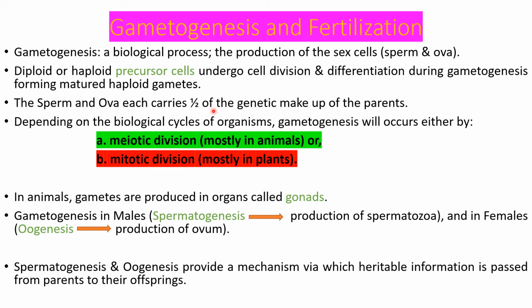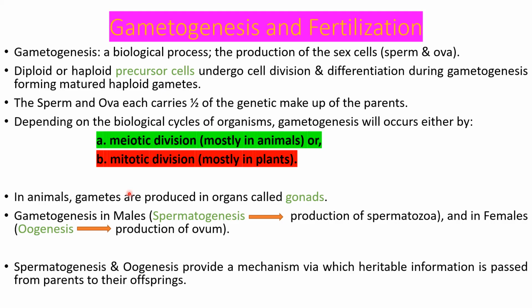And depending on the biological cycles of organisms, gametogenesis will occur either by meiotic division, which occurs mostly in animals, or by mitotic division, which occurs in plants mostly. In animals, gametes are produced in organs called the gonads.